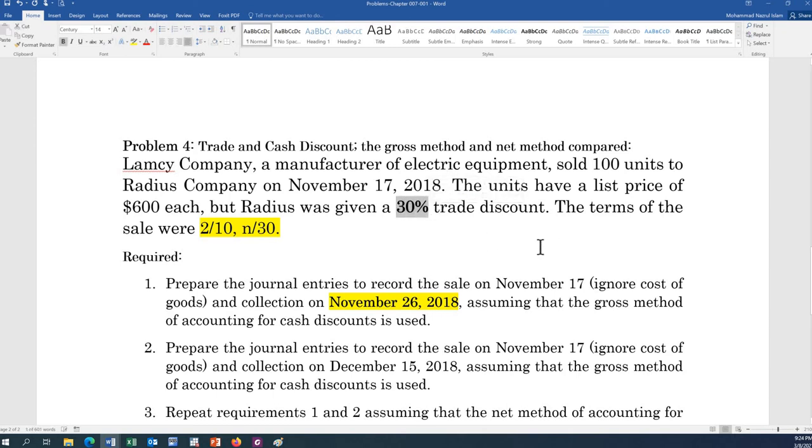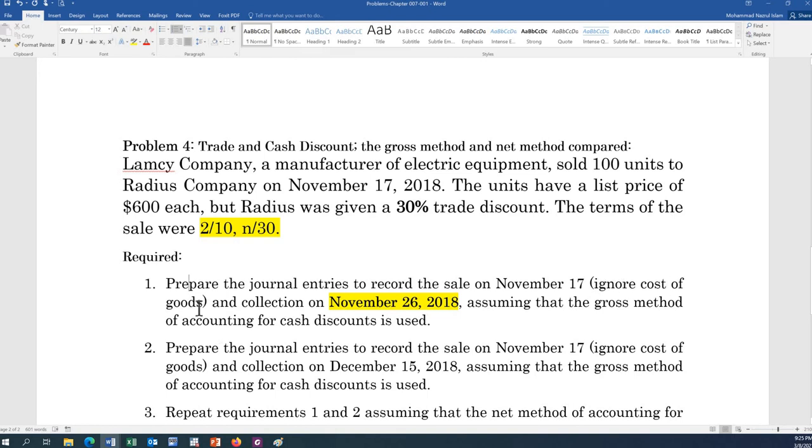So this is the 30% trade discount. The terms of the sale were 2, 10, and 30. It means that if you pay within 10 days, you will receive 2% discount. But the remaining amount of money that you are not paying within 10 days, you have to pay within 30 days. So we are required to prepare the journal entries to record the sale on November 17.